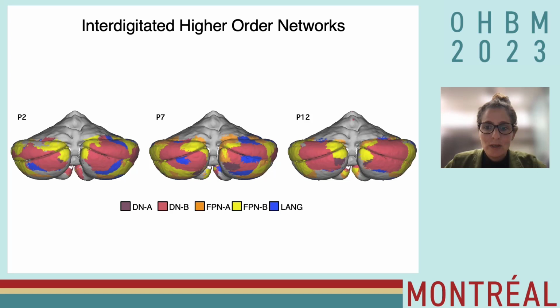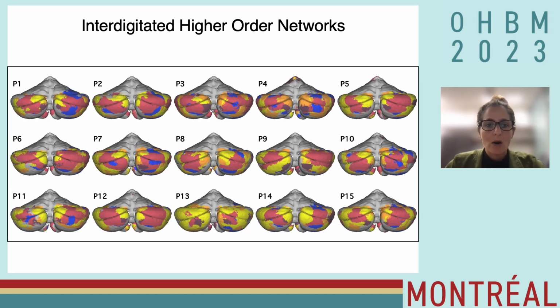The exact spatial positioning and extent of network representations varies across individuals, but the general organization is conserved. For example, the most posterior region of Crus I and Crus II lobules is occupied by DNB. It is bounded by FPNA and FPNB medially and laterally, and by the language network both anteriorly and posteriorly. Here are all 15 participants, again showing the same general organization with some idiosyncrasies.